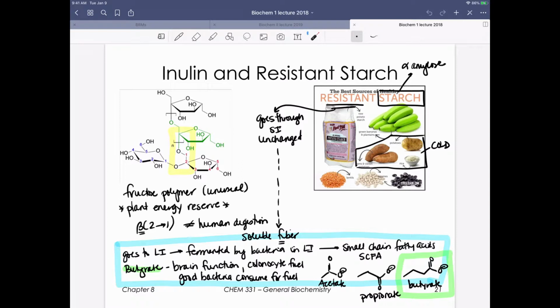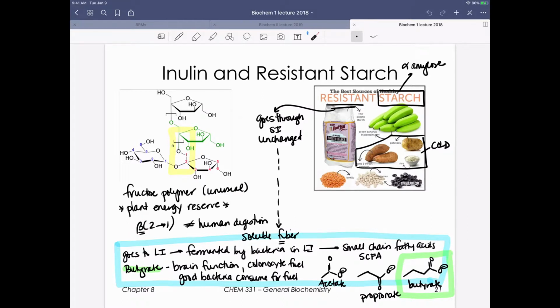These are interesting molecules in that this is unusual. It is found naturally, but it's unusual in that we have a polymer of fructose here. Normally all the polymers that we've talked about are polymers of glucose. So this is an unusual fructose polymer. This is how plants have an energy reserve. And it has a very interesting linkage, again one of these head-to-head linkages. It's a beta 2,1 linkage, a head-to-head linkage in fructose.